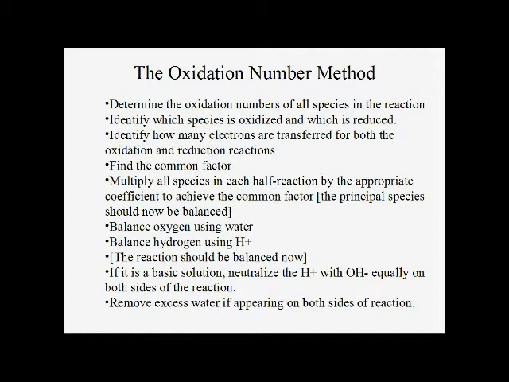And now we check to see if there's water showing up on both sides of the reaction. If there is, we take the same number of water off both sides of the reaction until water only shows up on one side of the reaction.